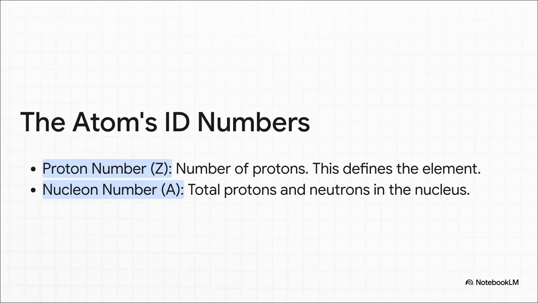You really only need to know two numbers. First, and this is the most important one, is the proton number. We also call it the atomic number, and its symbol is Z. This number is everything. It's the number of protons, and it is the only thing that decides what element an atom is. If it has 6 protons, it's carbon, always. If it's got 79, it's gold, period. The second one is the nucleon number, or mass number, symbol A. This is just the total count of the heavy stuff in the nucleus, your protons plus your neutrons.